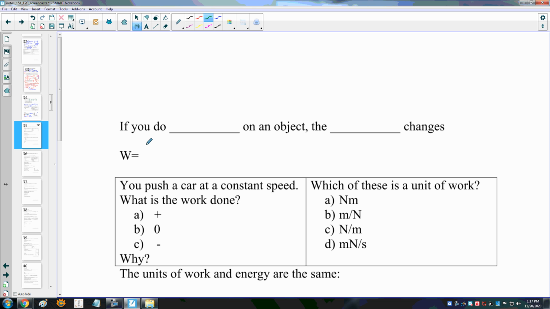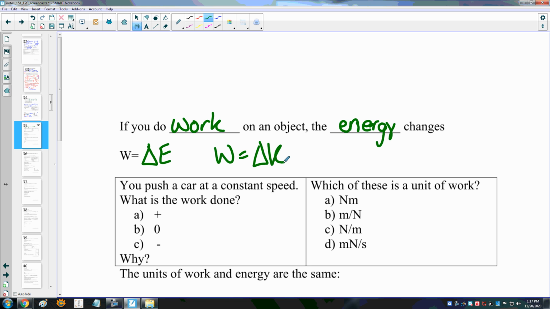If you do work on an object, the energy changes. We just talked about that. So I'll just write it here. It's called the work energy theorem. Work is equal to delta E, but usually when we're talking about it, we'll say that the work changes the kinetic energy. Though, of course, you can do work on an object and change its potential energy.